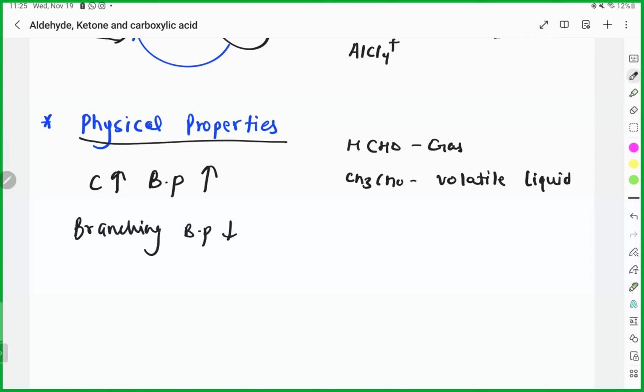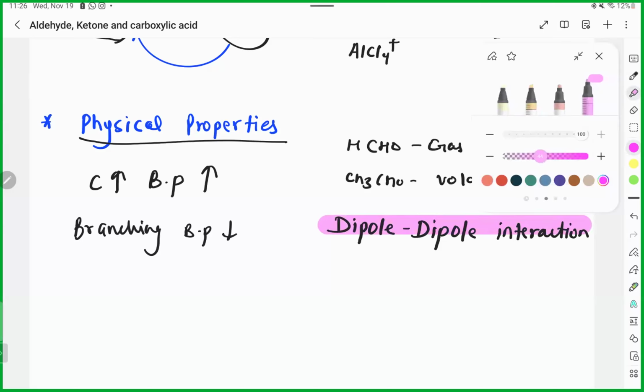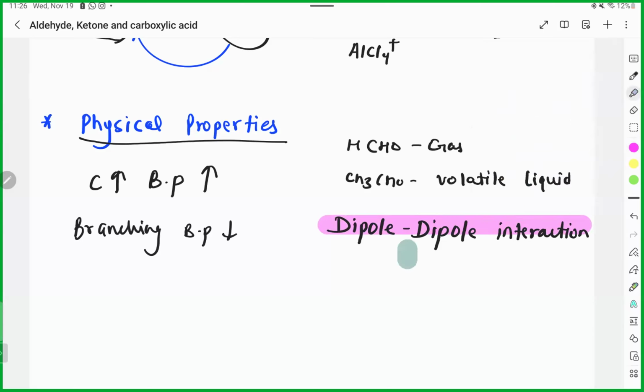But here you will have a special bonding known as dipole-dipole interaction. And what is the impact, Samarth, of this dipole-dipole interaction? So intermolecular forces of attraction. Yeah, so intermolecular force will be strong. What will be the impact of this? It will be difficult to separate each other. More energy is required, and boiling point will increase.